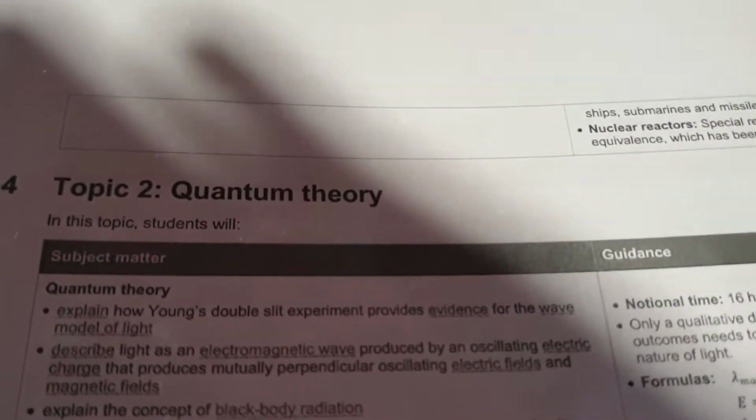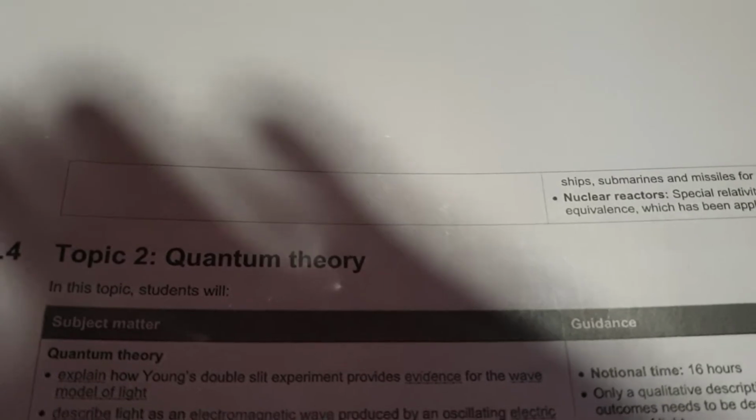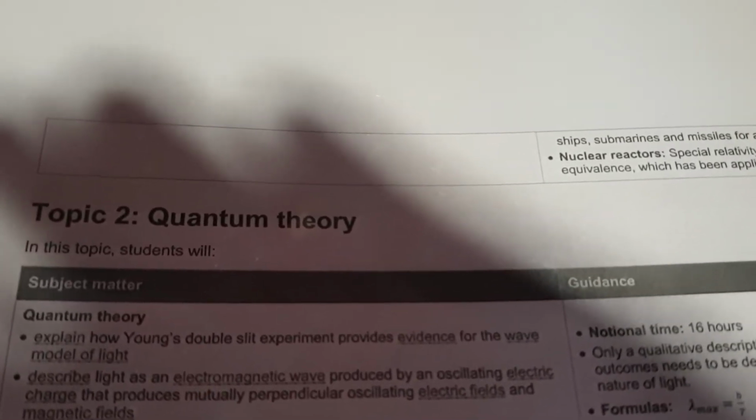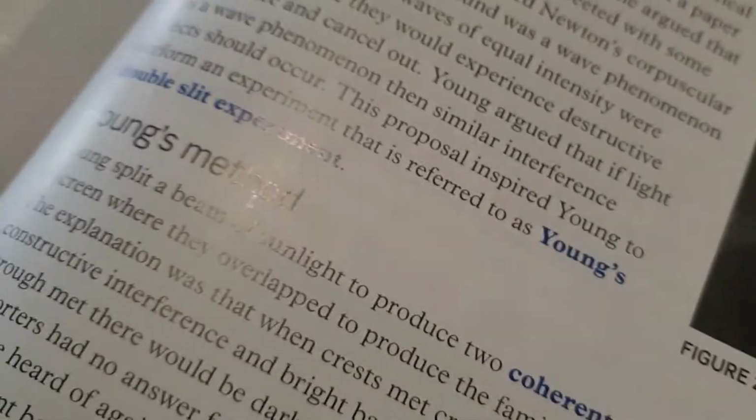Now, when you look in your syllabus, which I have here, it says, explain how Young's double slit experiment provides evidence for the wave model of light. So this is an experiment that you have to be able to explain, how it supports this idea that light is a wave. You also have to be able to describe light as an electromagnetic wave produced by an oscillating electric charge that produces mutually perpendicular oscillating electric fields and magnetic fields. Right, so that's that very difficult to draw model, but it's all right.